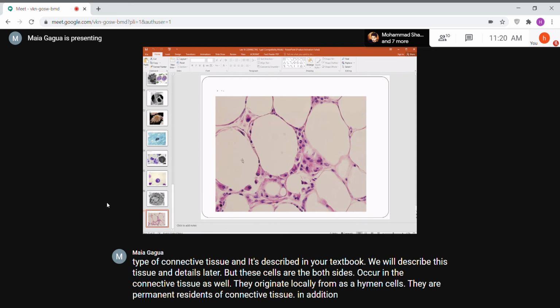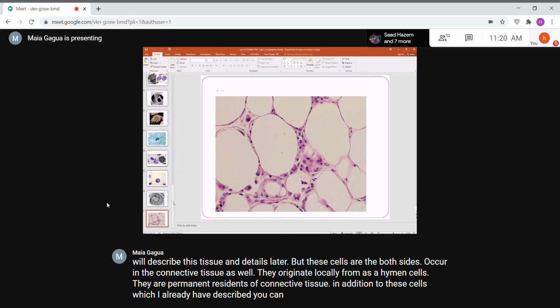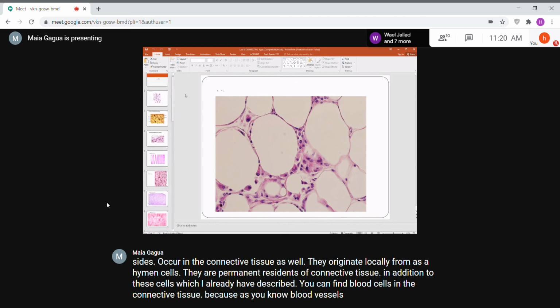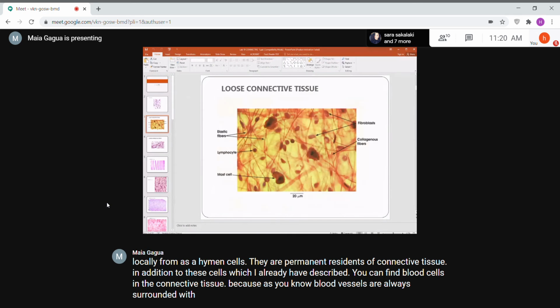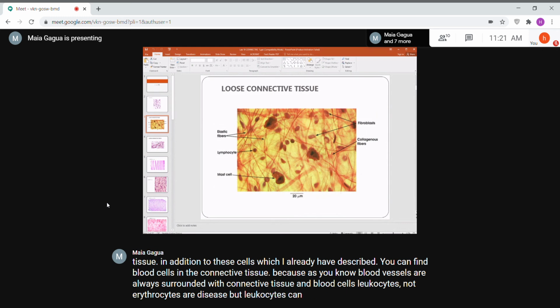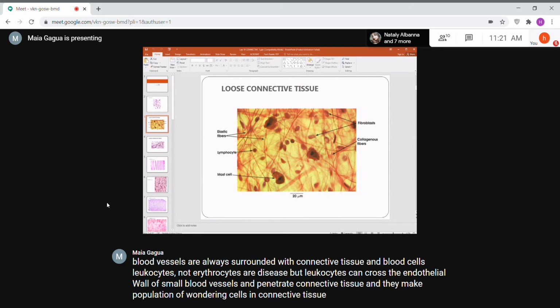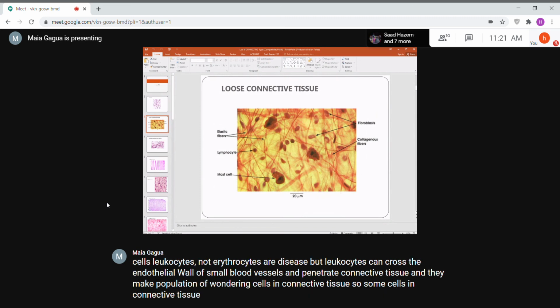In addition to these cells, which I already have described, you can find blood cells in the connective tissue. Because, as you know, blood vessels are always surrounded with connective tissue, and leukocytes, not erythrocytes, RBCs, can cross the endothelial wall of small blood vessels and penetrate connective tissue, and they make a population of wandering cells in connective tissue. So some cells in connective tissue are permanent residents and some cells are moving here from the blood.